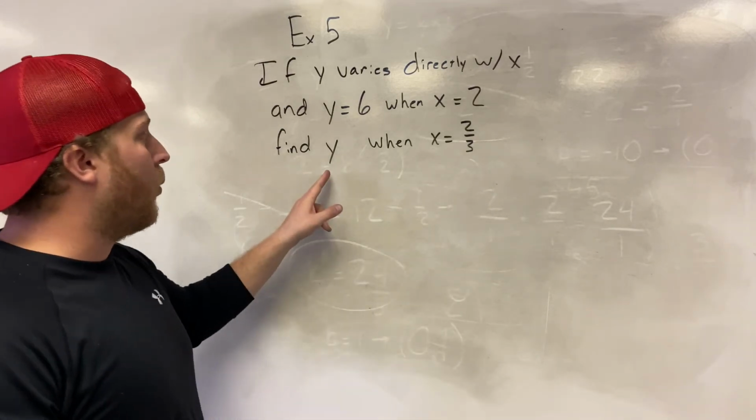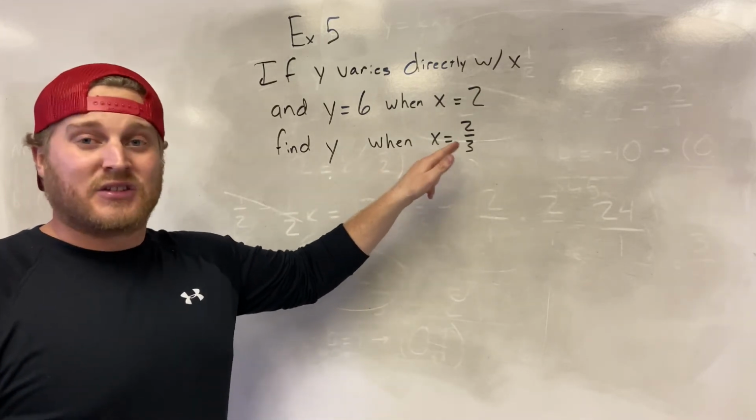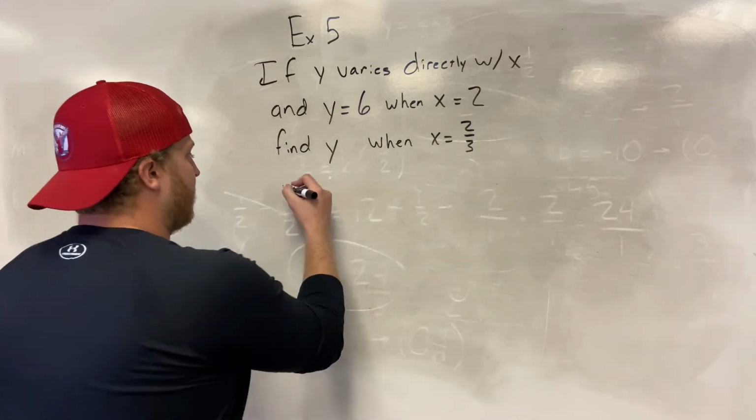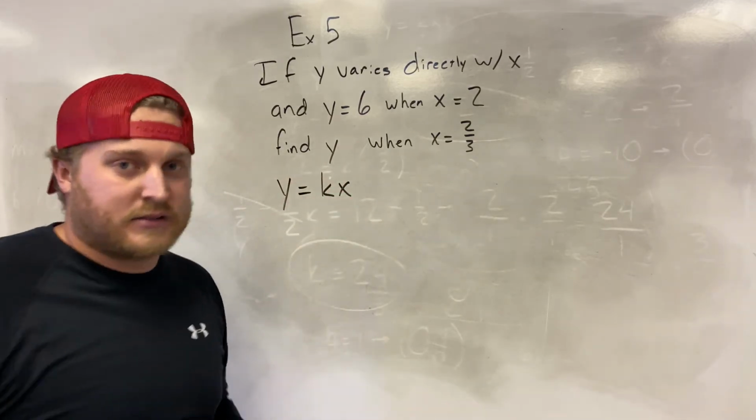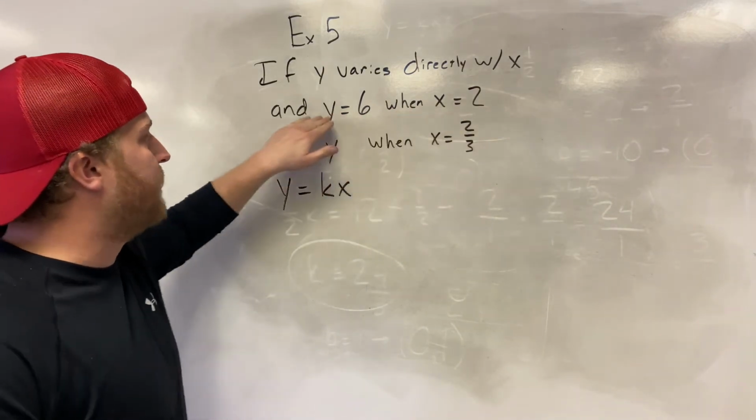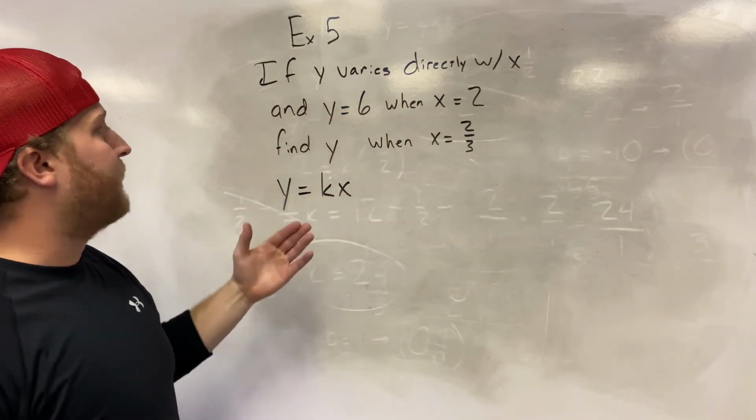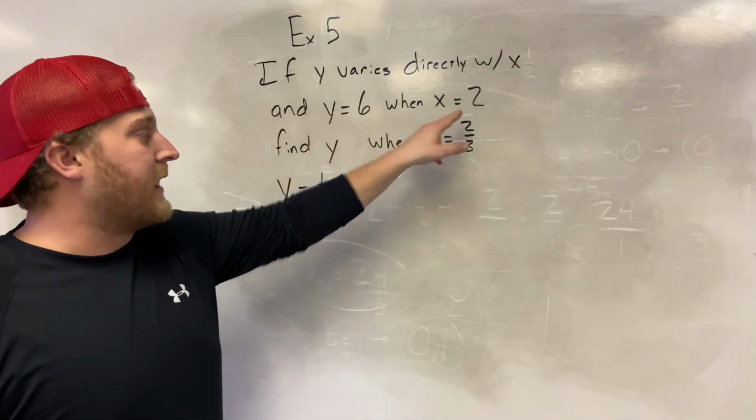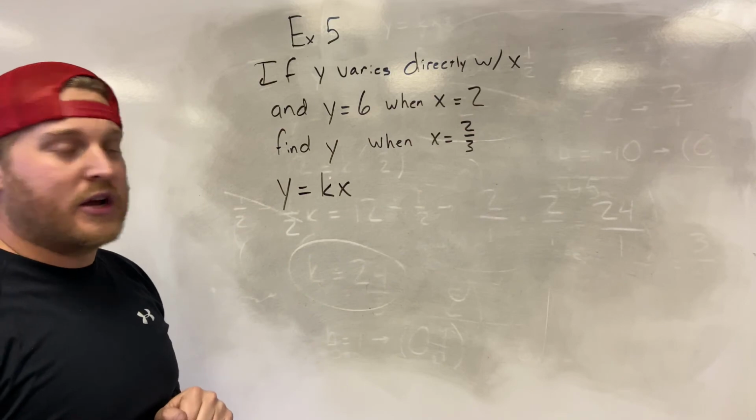In order to find out what y is when x is 2 over 3, we have to have something we can multiply this 2 over 3 by. And that would be our constant, because remember, our direct variation is y equals kx. So in order to find the constant, we have to use this information right up here before we can worry about the second part. So first we have to find the constant by saying when y equals 6, x equals 2. We have to use this information to plug into our equation down here.